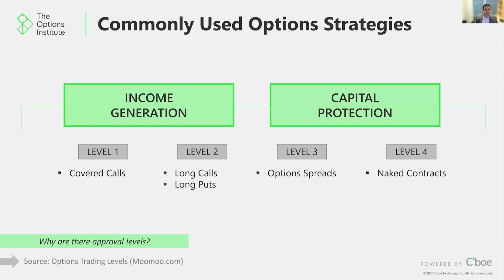And level 4 is naked contracts, right? This is the stuff that you hear about in warning videos. If you're naked short an option, you could lose a lot of money, and that typically could happen. So that's the reason you have these approval levels. You have to qualify at each level to show that you'll have the knowledge and the experience to go from level 1 to 2, from 2 to 3, and all the way up to 4.